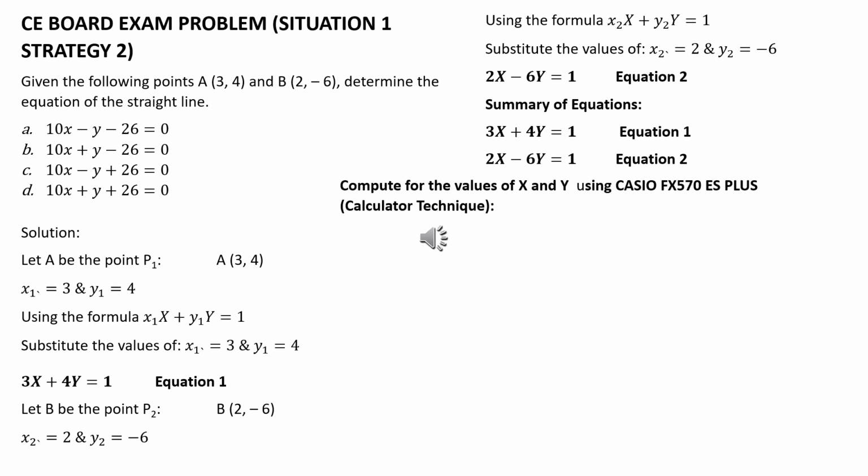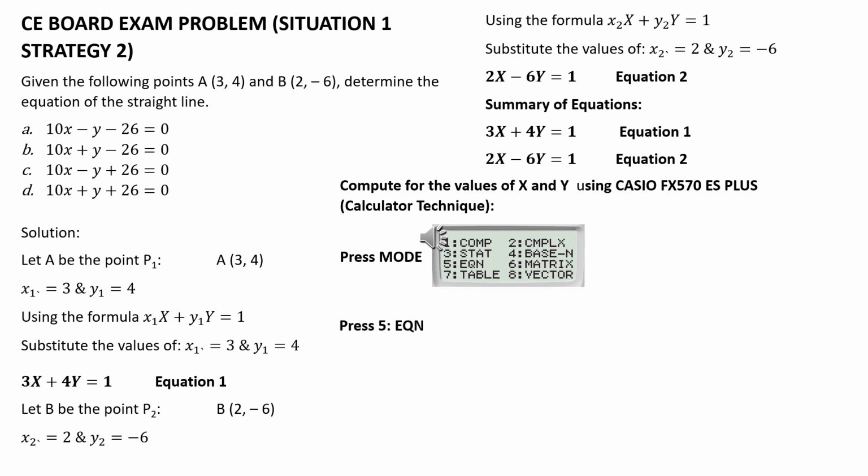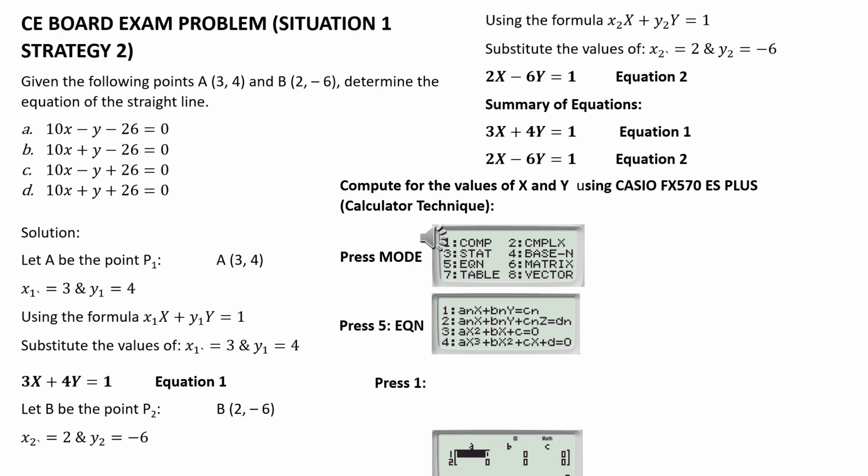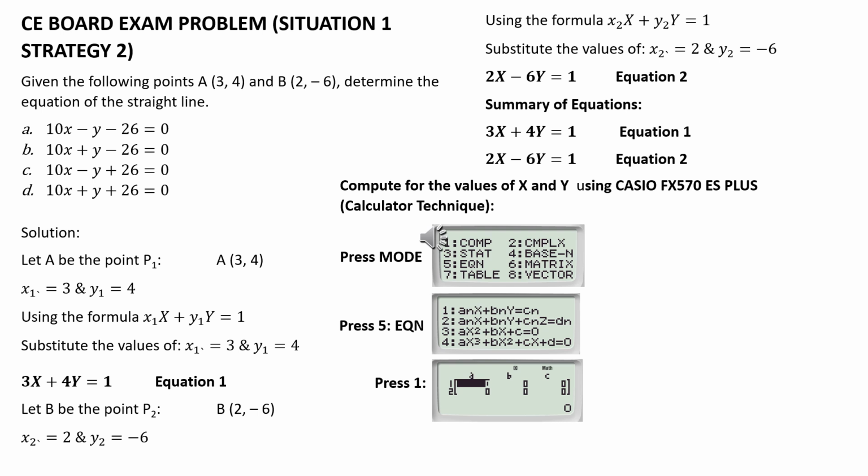And then we have to compute for the values of x and y using the Casio FX-570ES Plus as our calculator technique, by starting with pressing MODE first. After pressing the mode, the calculator will let us choose among the choices given on the monitor. Of course, we have to press 3, and then among the choices, we have to press 5, meaning equation. And then we also have to press 1.